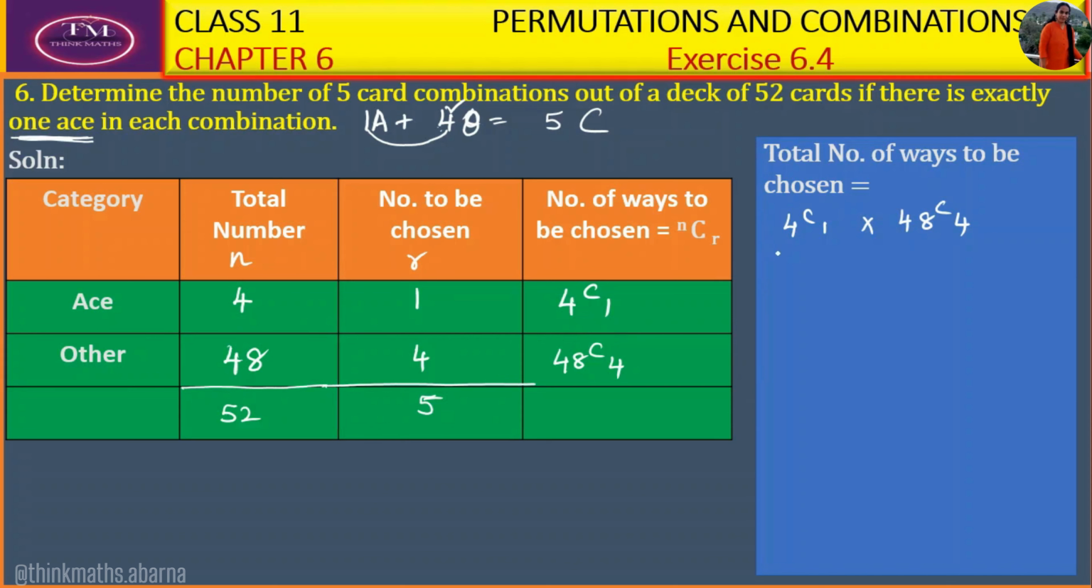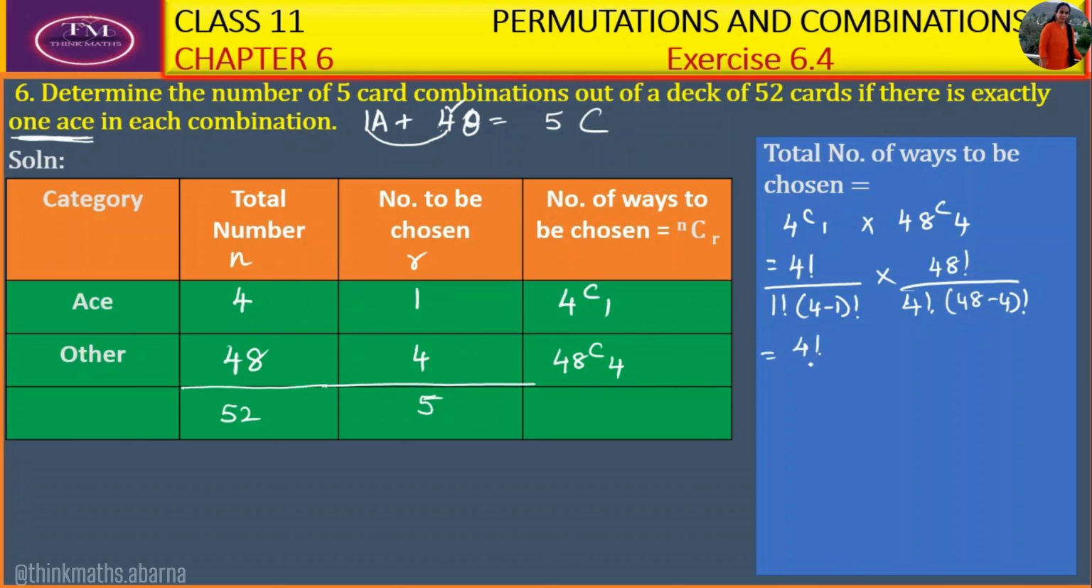Okay. So what is 4C1? 4C1 is 4 factorial divided by 1 factorial into 4 minus 1 factorial. And what is 48C4? 48 factorial divided by 4 factorial into 48 minus 4 factorial.